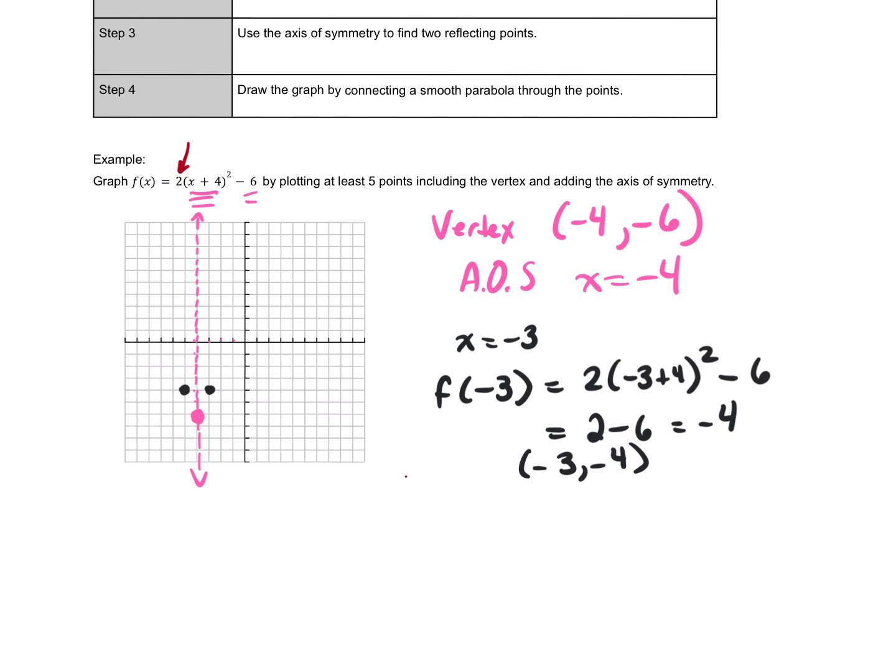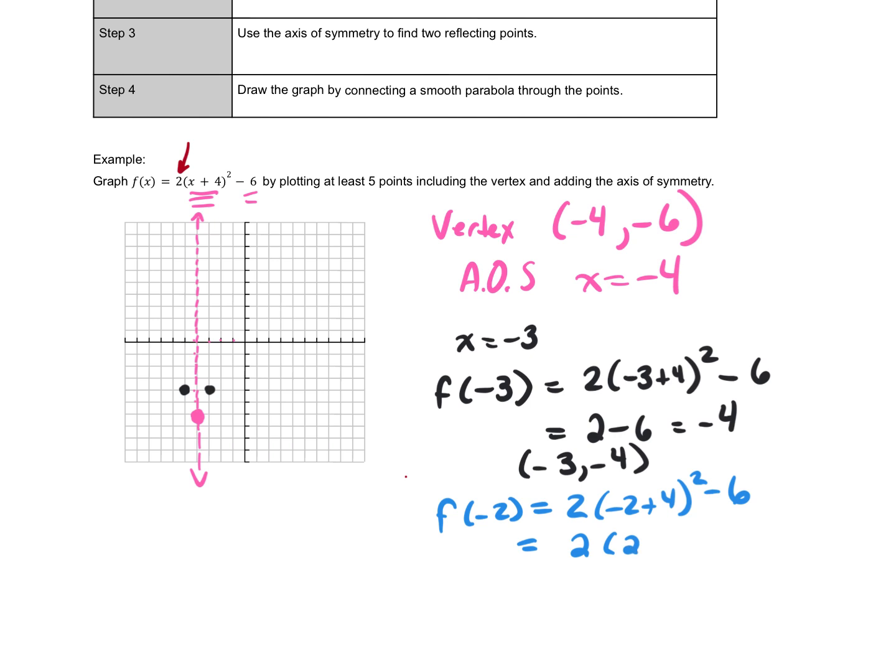And then I'll pick another x that's bigger. So the next bigger x would be f of -2, because -2 is bigger than -3. 2 times -2 plus 4 squared minus 6. This is something you could certainly put in your calculator if you wanted. Just put this all in at once.